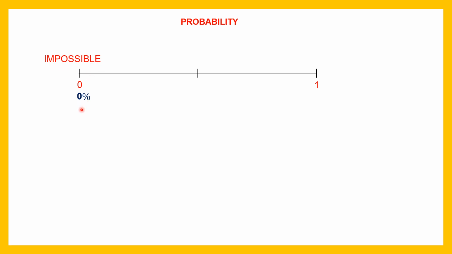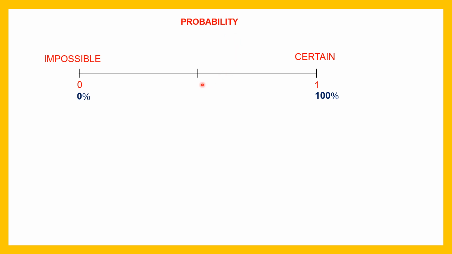Now, what about the chances of the sun rising tomorrow? It is certainly going to rise, isn't it? That means we say it is certain and we put it in this extreme. That means there are 100% chances that the sun will rise tomorrow. That we know for sure. Now, this portion in between impossible and certain is our probability.